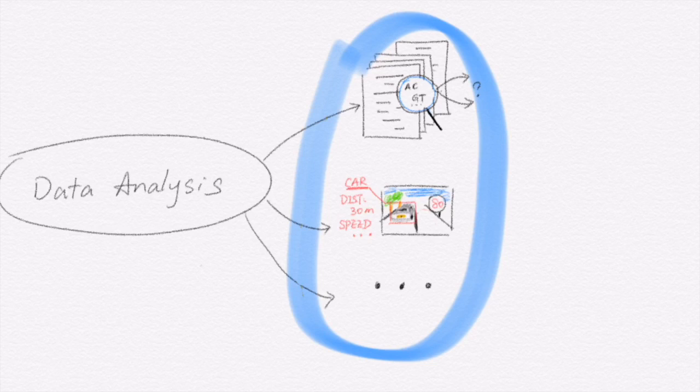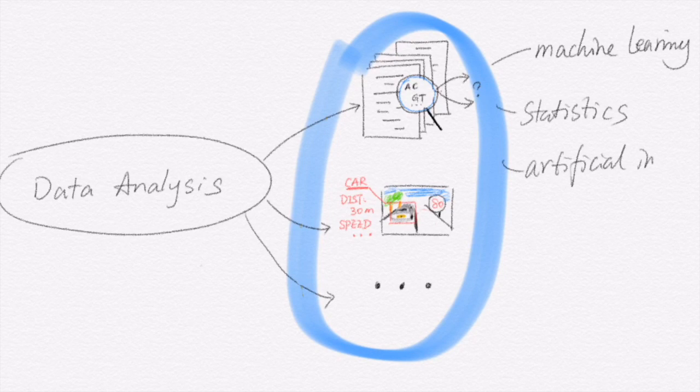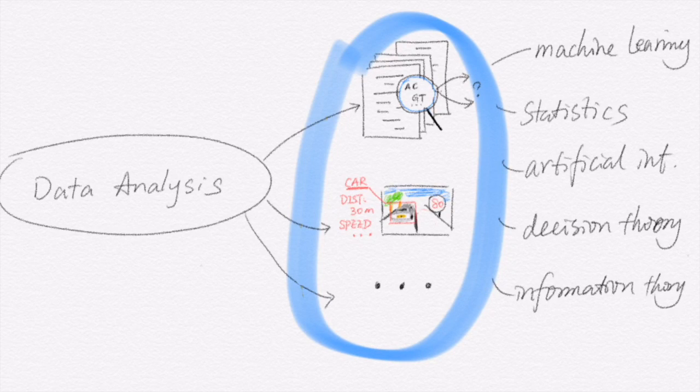Those techniques are called by different names as different disciplines in the literature, such as machine learning, statistics, artificial intelligence, decision theory, information theory, etc. But at the core, the essential goal is to find hidden patterns in data. So, for each task, the desired product are the patterns.